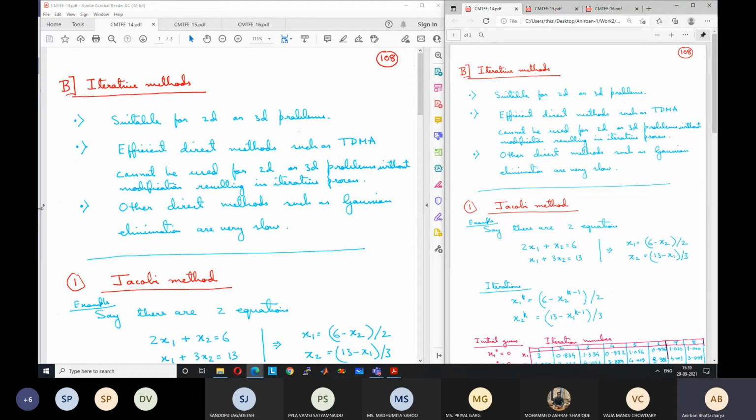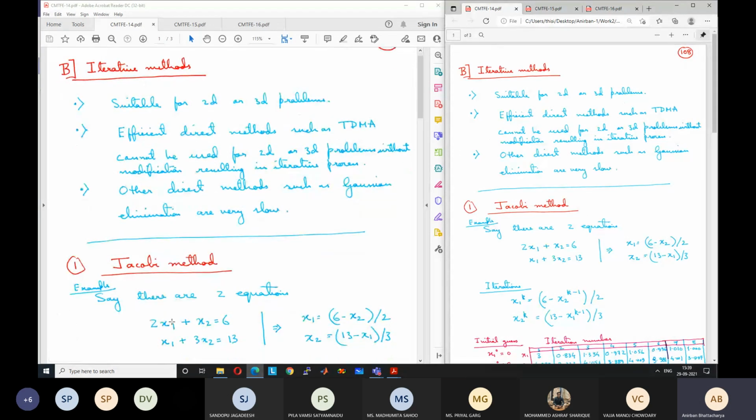Then we have discussed iterative methods. We have seen that because direct methods are not possible to be used for this type of 2D or 3D problems, we can use iterative methods. So what is the main distinction between iterative and direct methods? In the direct method, we get the solution in one set of calculations. In each time step, you solve all the equations together and you get the correct temperature or correct velocity.